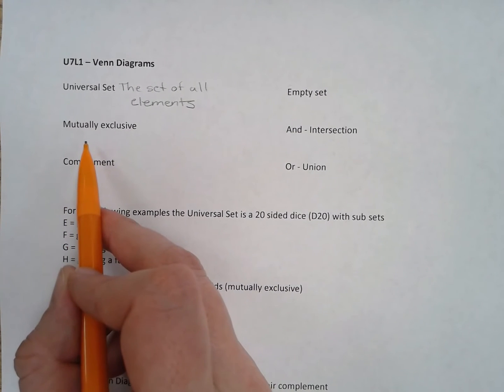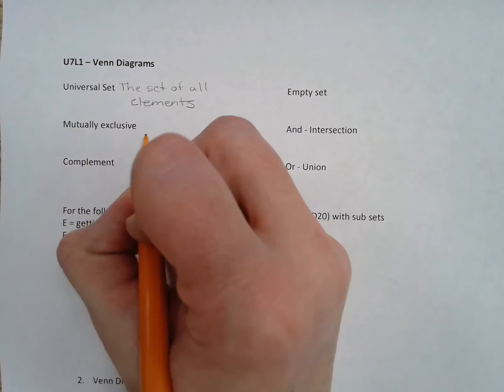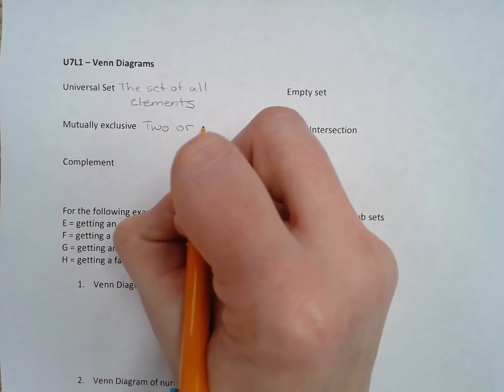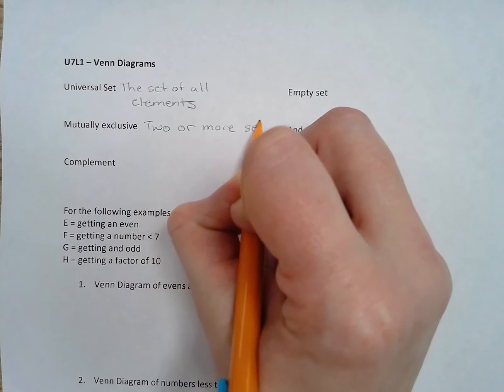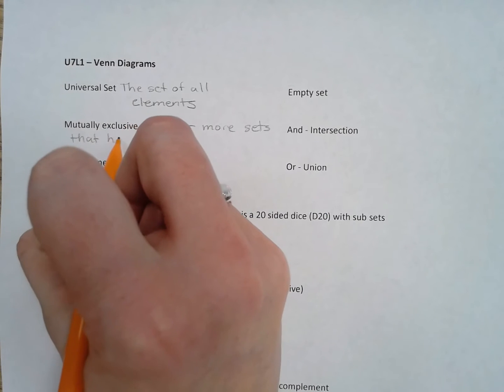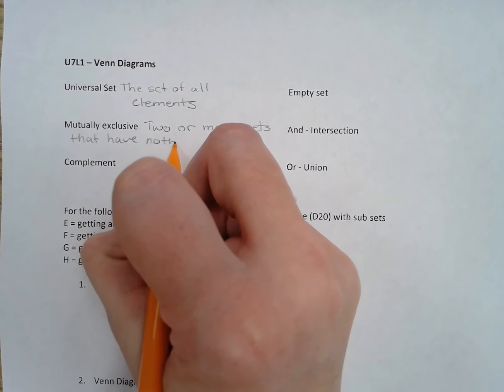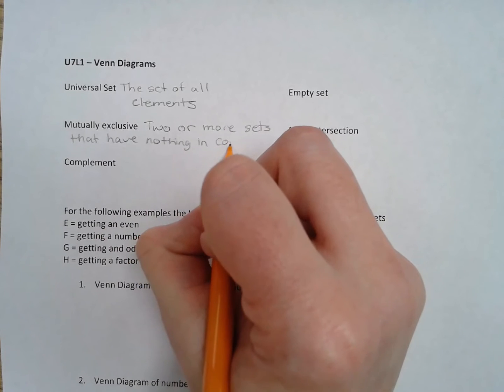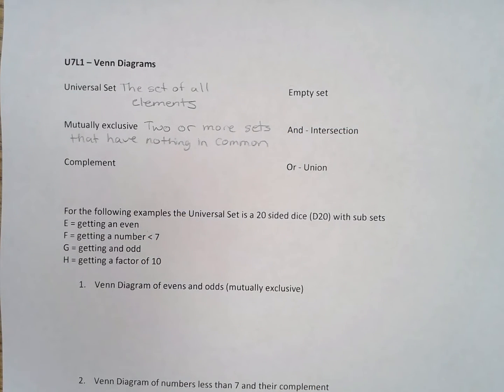Mutually exclusive means that two or more sets have nothing in common. So you could talk about the set of numbers less than 5 and the set of numbers greater than 7. Those would be mutually exclusive sets because they will not have values in common or elements in common.